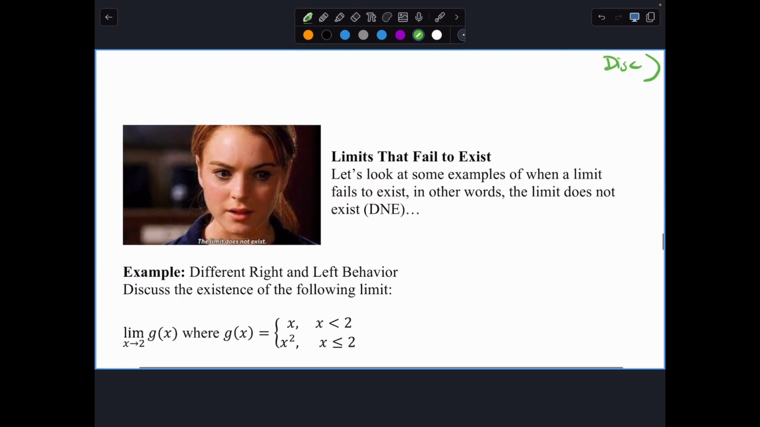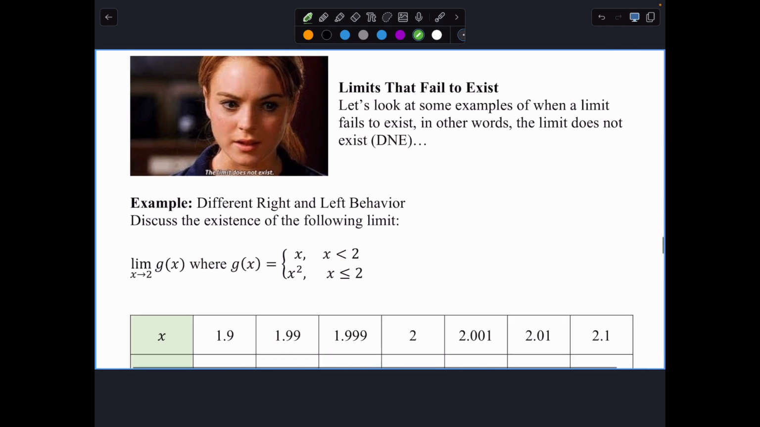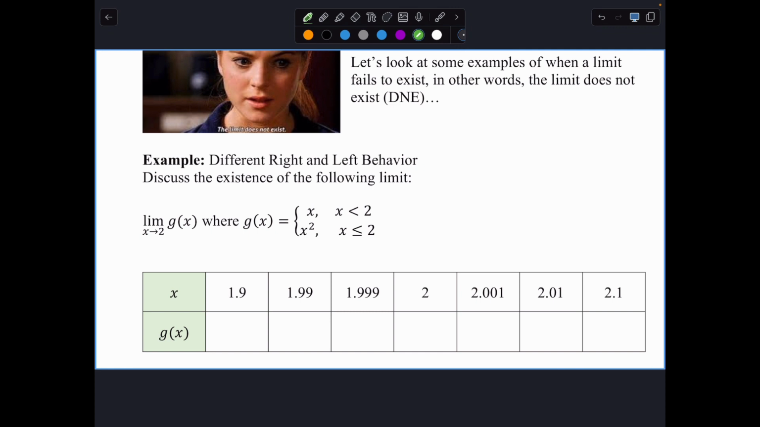Okay, so let's look at some other examples of when a limit fails to exist, or when you would say the limit is DNE. So this first example, piecewise, is whenever there is different right and left-hand behavior, which we just saw in the example above. Oh, there's a typo here. This should be x greater than or equal to 2.